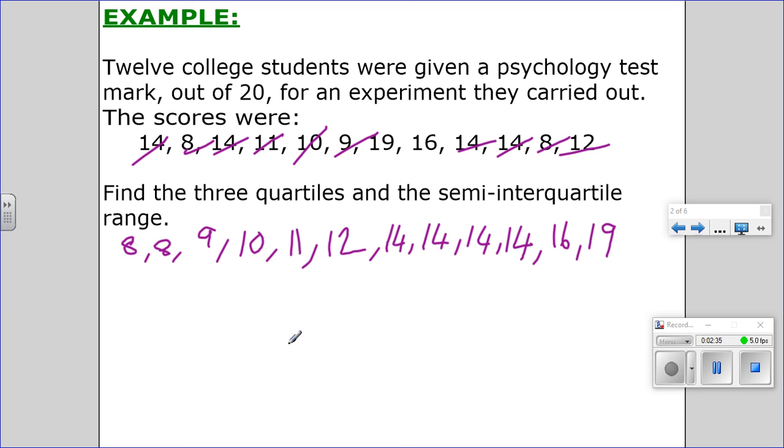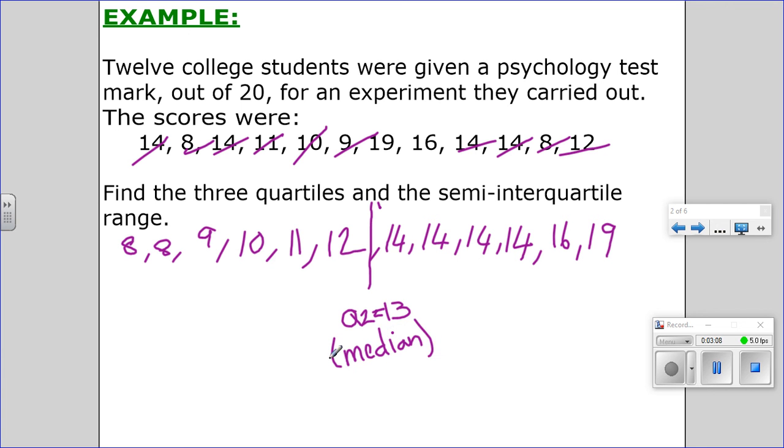Now, as my starting point, what I'm going to do is split that 12 in half. So I've got 8, 8, 9, 10, 11, 12, and that's going to be my first split. Essentially, that's the median. We've got 6 on either side, so that's what we call our quartile 2, and it's going to be 13, just so that we know we're talking about the median.